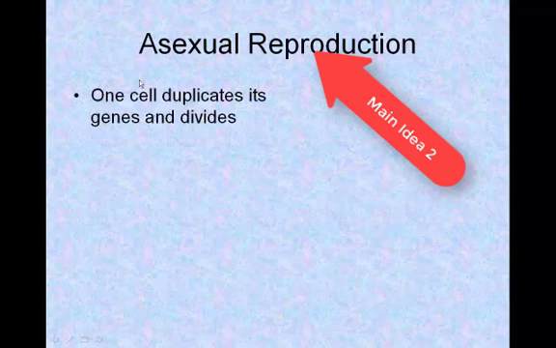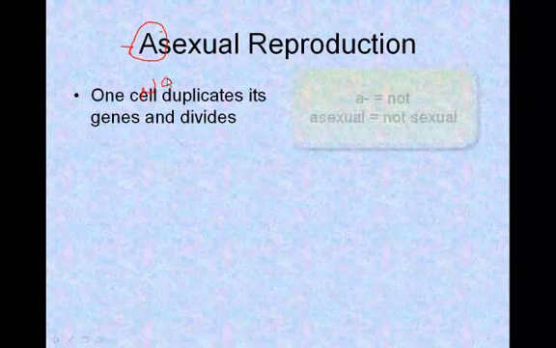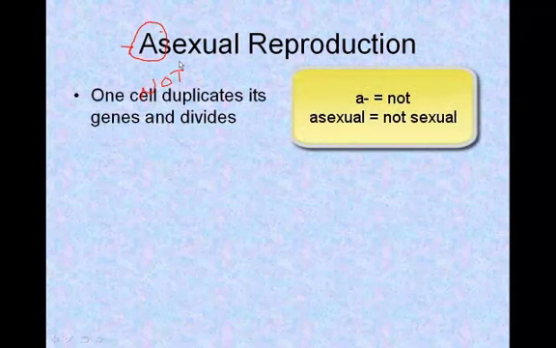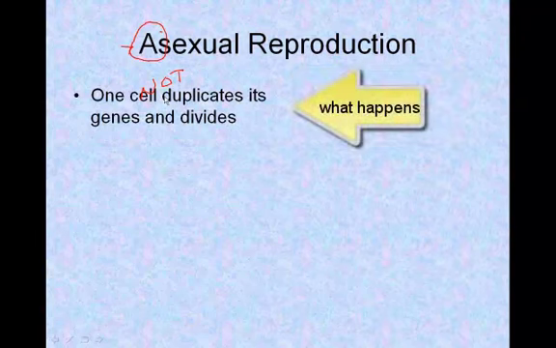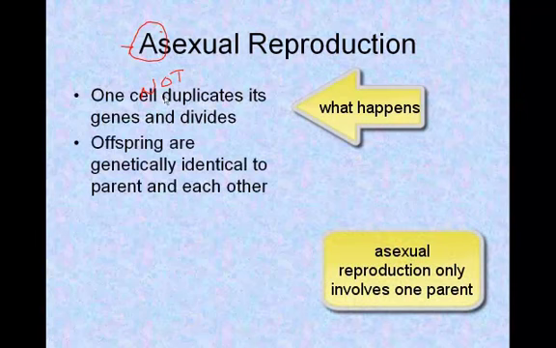Now, the first type of reproduction is asexual reproduction. And if you'll remember, whenever there's an A in front of a word that you know, it usually means not. So asexual reproduction is not sexual. So it's only involving one cell. So one cell basically duplicates itself and it duplicates its genes and then divides.